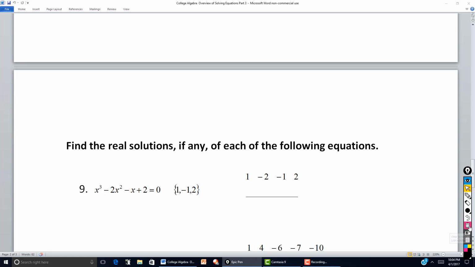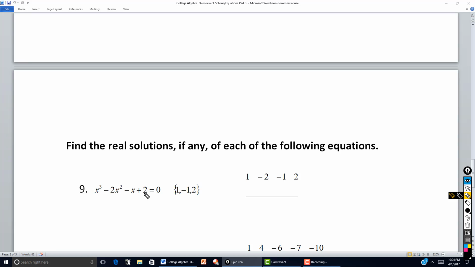So the approach that we want to take here is to try to factor this. It's x to the third, so the objective is to try to factor this, because if we can have it in factored form, it's easy to set each factor equal to 0 and get the solutions. So what we're going to do is trial and error. We're going to try to find a value that works. The polynomial on the left side is in descending powers, and the constant term is 2.